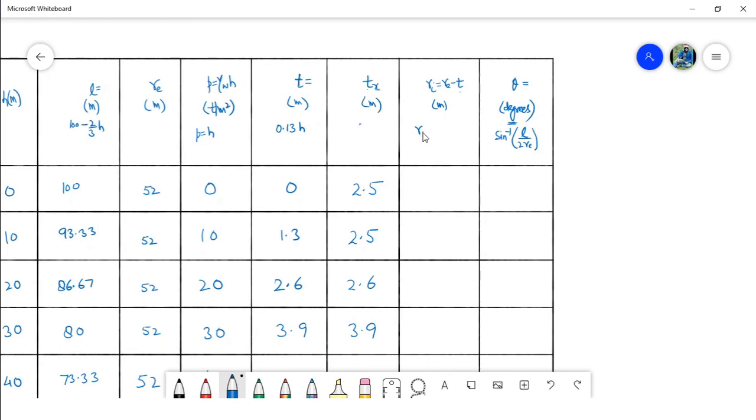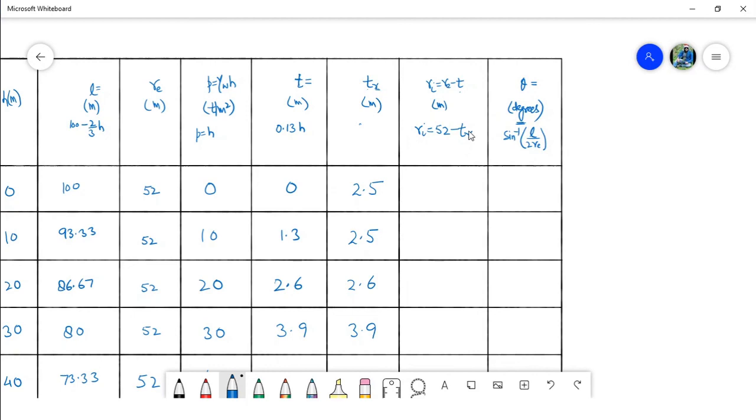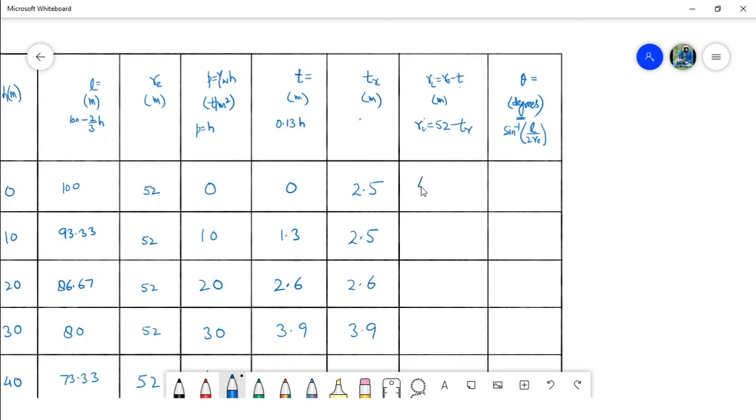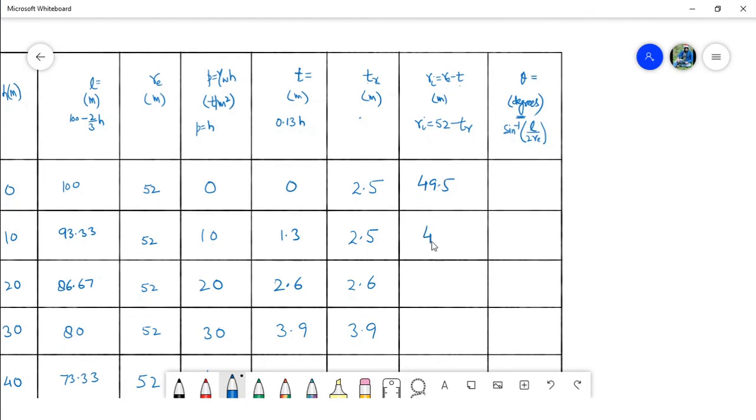So the internal radius, which can also be known as intrados, is the external radius 52 minus the thickness, and this thickness is TR, the provided thickness. So 52 minus 2.5, that is 49.5. Here also it is 49.5. This is the radius.